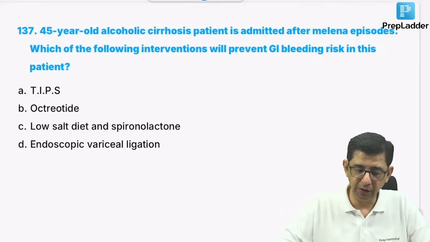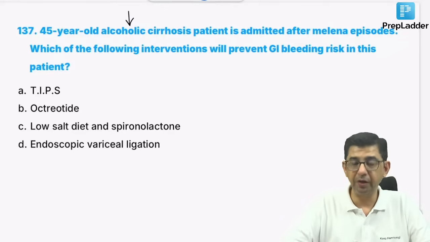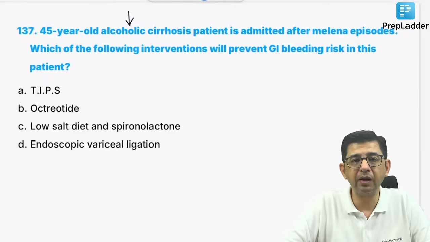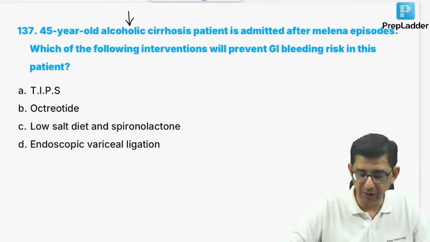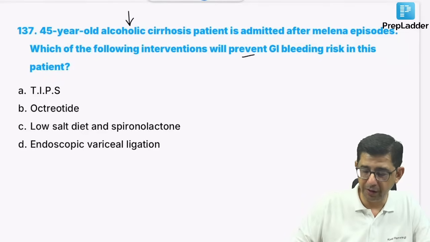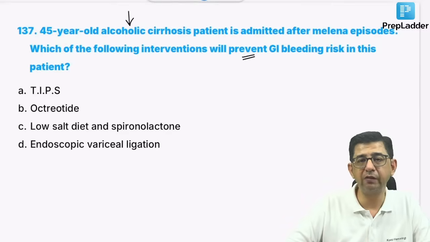Okay, we have this 45-year-old alcoholic cirrhosis patient. He's admitted with melena episodes, and the question is what intervention will be done to prevent a GI bleeding risk in this particular patient. The question is regarding the prevention part and not the treatment part. So what will you do to prevent the complication, because alcoholic cirrhosis is having a melena episode?